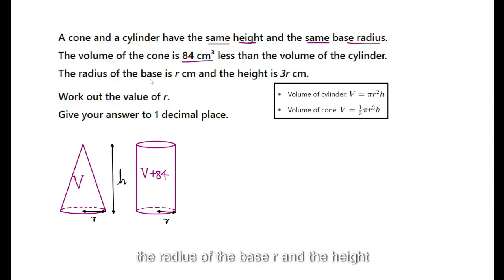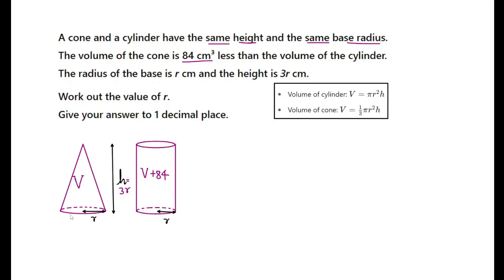The radius of the base is r and the height is 3r centimeters. Okay, so they tell you that this height, in terms of r, is 3r. Work out the value of r to 1 decimal place. Now, what we need to do is get an expression for the volume of each one first.